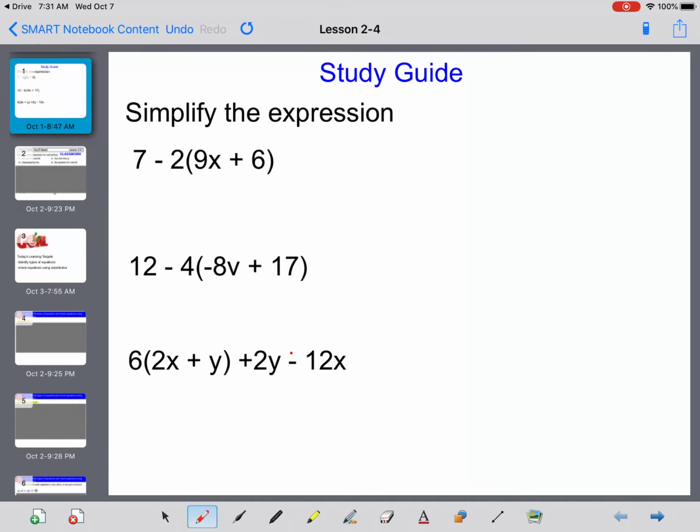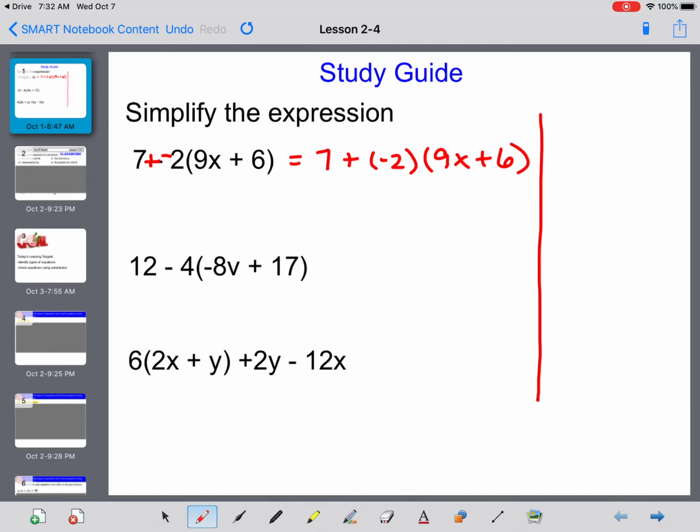So let's start out by rewriting this as 7 plus negative 2 times 9x plus 6. Some of you like to do this and squeeze the plus sign and the negative in there. That is also okay, so long as you realize that when it's time to distribute in the next step, you need to distribute the negative 2. So I see that I have negative 2 sitting next to a set of parentheses. That tells me that I need to distribute and multiply each term by negative 2.